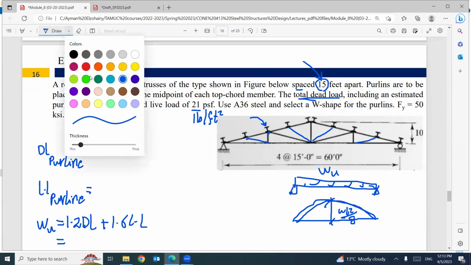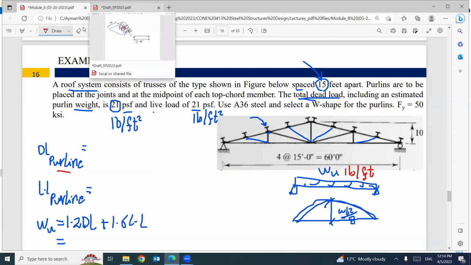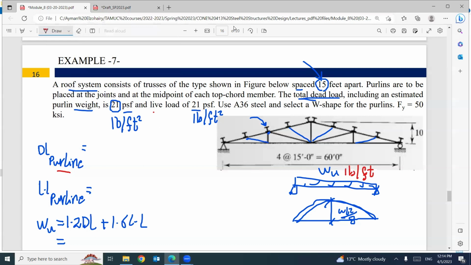Anybody can help me to figure out what will be the dead load on each purlin? Is it 21? No, because this load must be pounds per foot, linear, not surface. So what should I do for this 21 dead load given in pounds per square feet to convert it to dead load per each purlin? Any help how to convert the surface load on the whole surface of this roof to linear load on each purlin? Any idea?